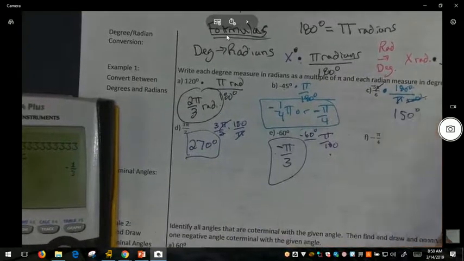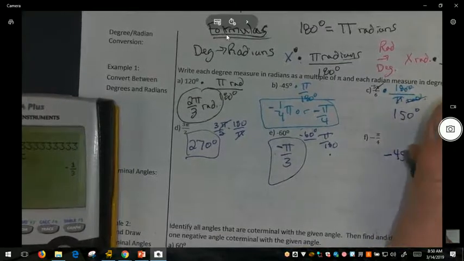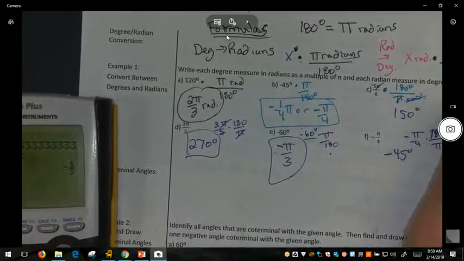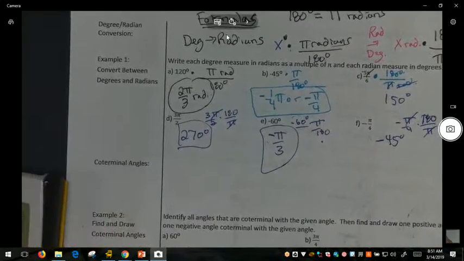And lastly, negative pi over 4 should have been negative 45 degrees. Again, this is negative pi over 4 times 180 divided by pi. The pi units cancel. 180 over 4 is 45 degrees. It was a negative angle.